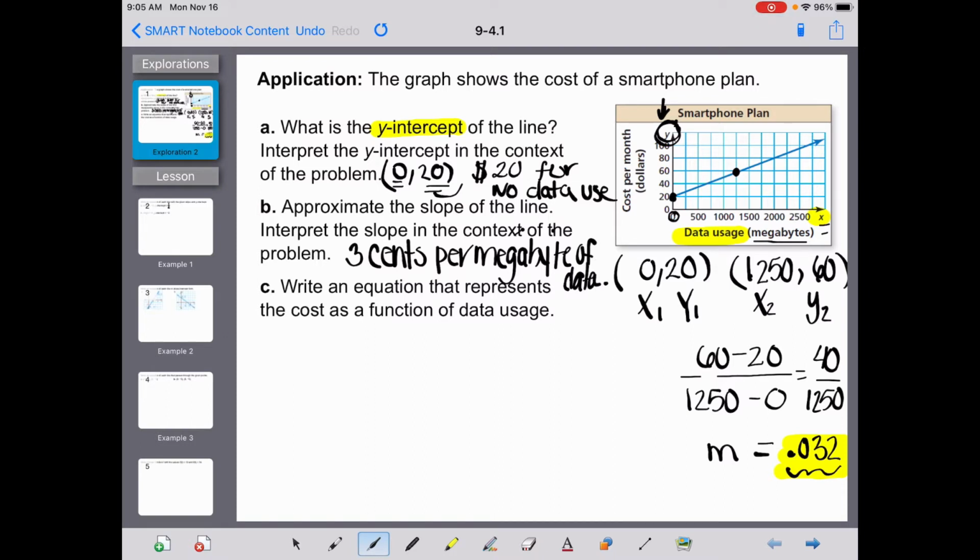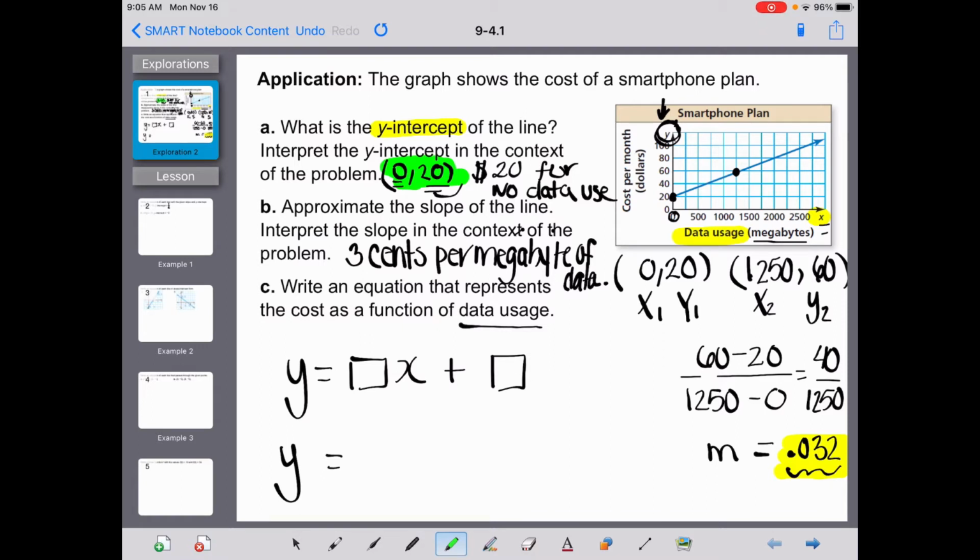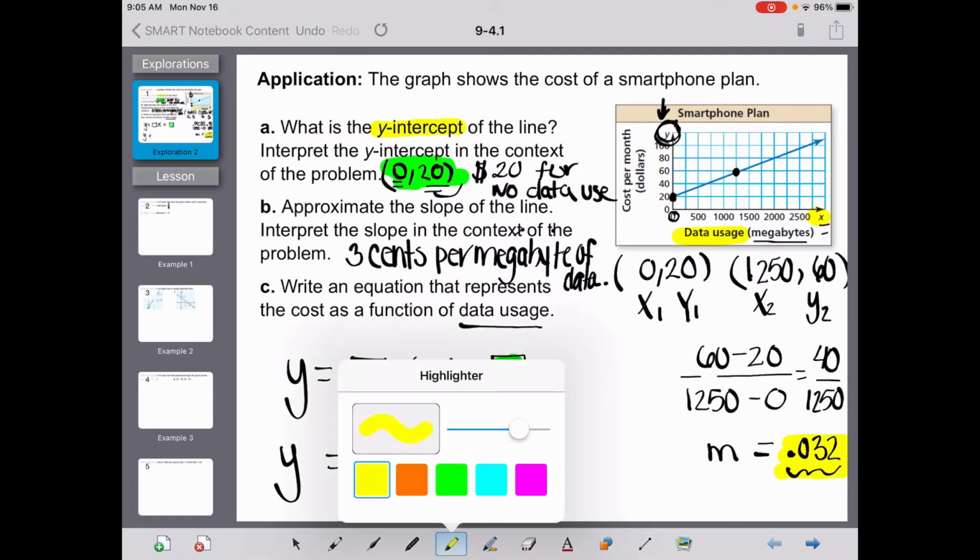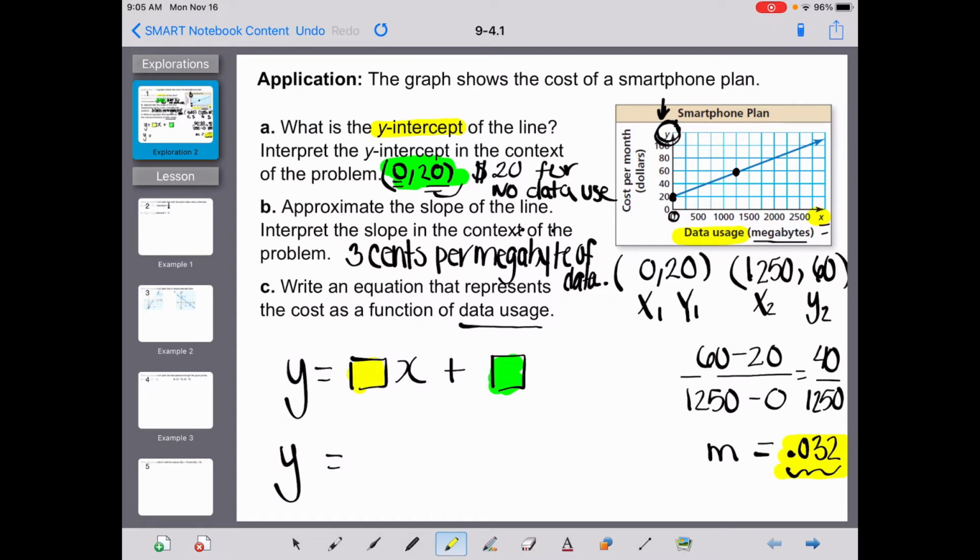All right. Write an equation that represents the cost as a function of data usage. Start off your problem with y equals. We know we need the slope times x plus the y-intercept. So when we fill everything in, remember (0, 20), we already found that. That's our y-intercept, so that goes into this box. Our slope is 0.032, and that goes in front of your x. So y = 0.032x + 20. Every megabyte you use adds about 3 cents to your plan. Alrighty.